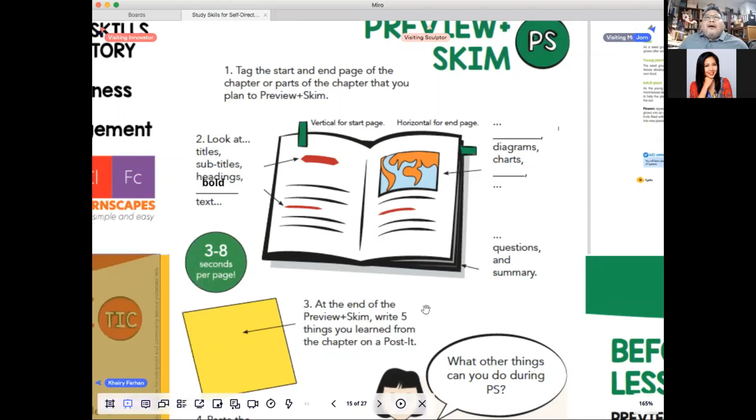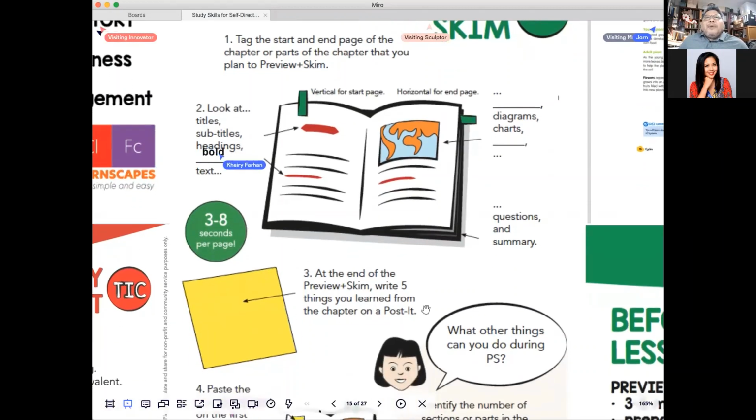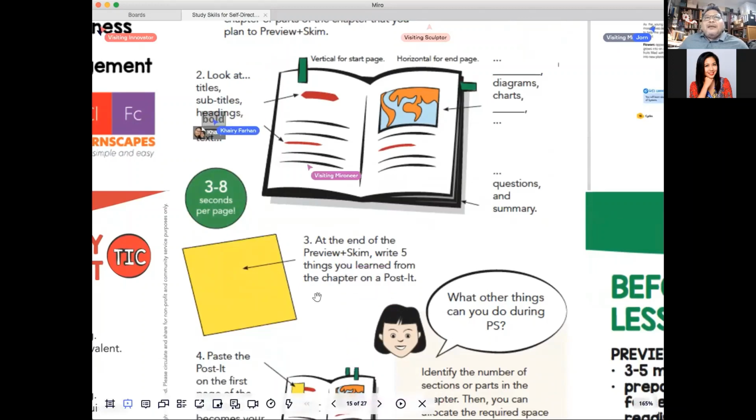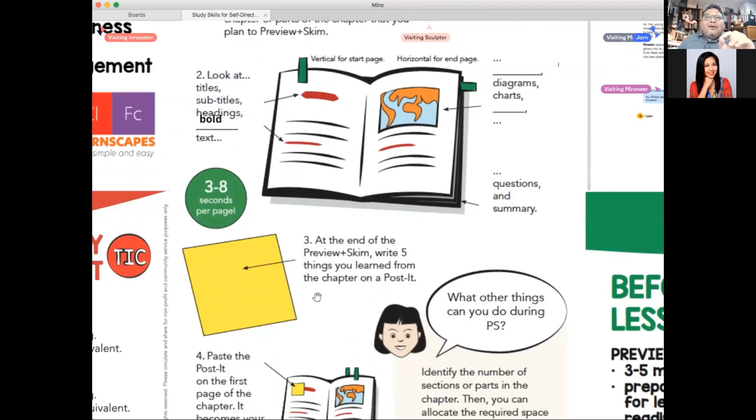So after completing the pages, they take a piece of Post-it and just write 5 things that they have learned about the chapter they have previewed or skimmed. So this is meant for a chapter, and based on our textbook chapter, it can be done within 3 to 5 minutes based on the 3 to 8 seconds per page.